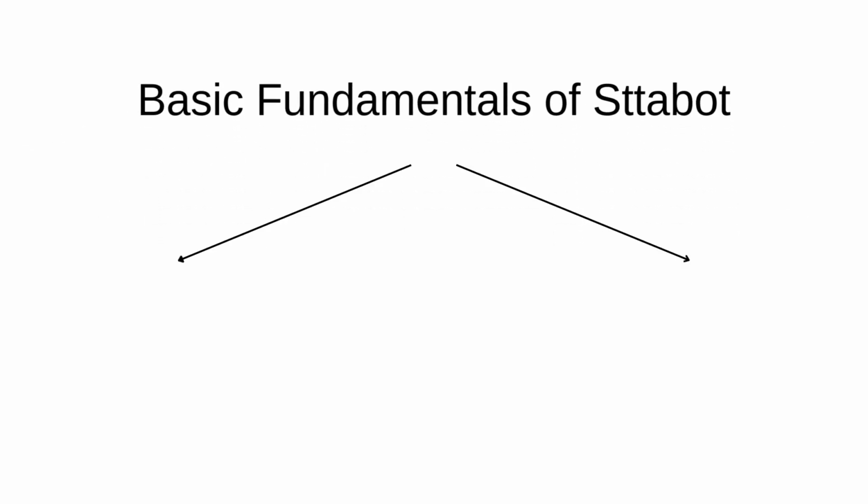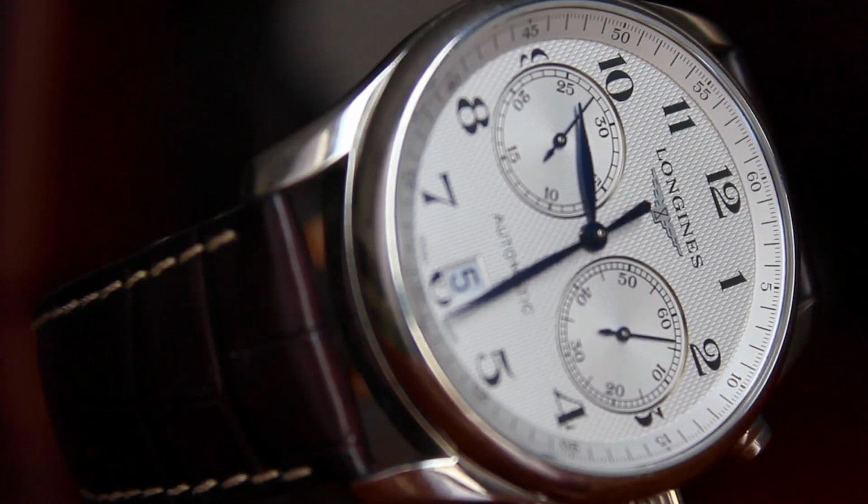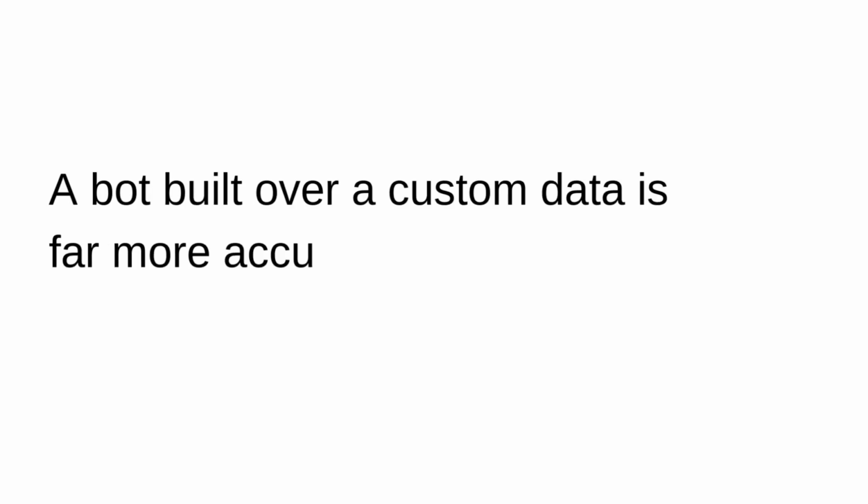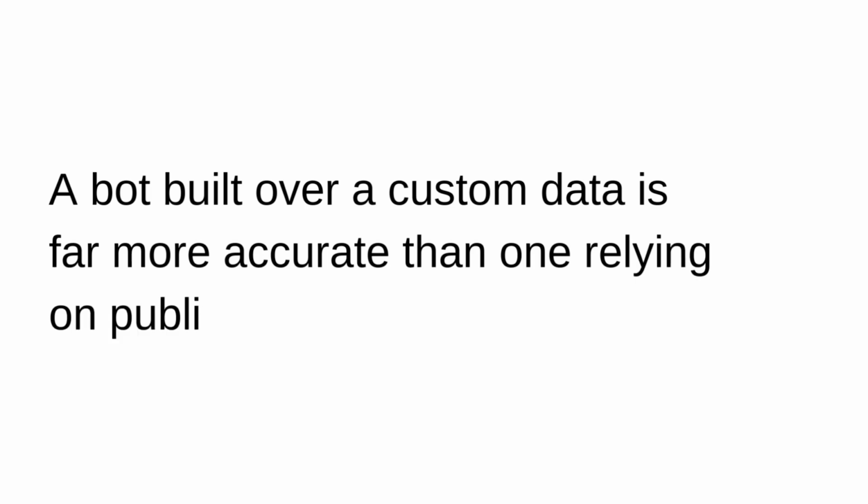Any app that you build is dependent on two major things. Number one, the prompt that you write. Number two, the data source that is being utilized. Also, that's the reason why a bot built over custom data is far more accurate than a bot that relies on public or open sources for sourcing its answers.